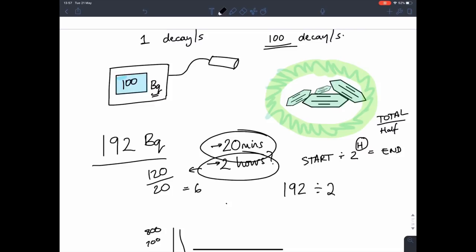So we're going to do 192 divided by 2 to the power of 6, and that should give you 3 becquerels. So if you leave this material for 2 hours, after 2 hours, you'll have 3 becquerels of radioactivity. So that's one way to work out half-life.